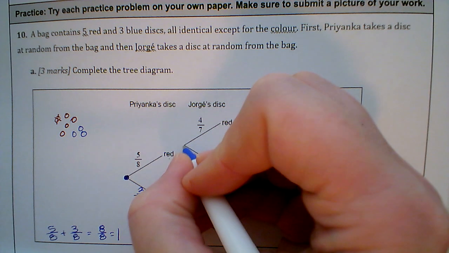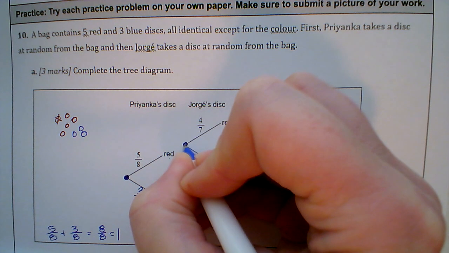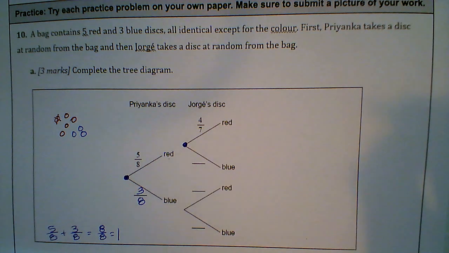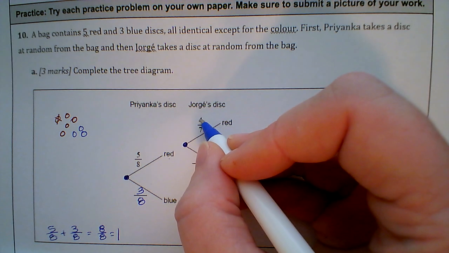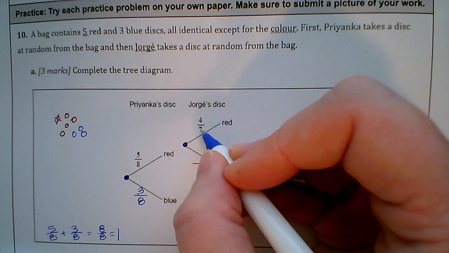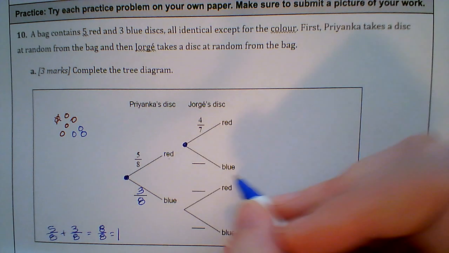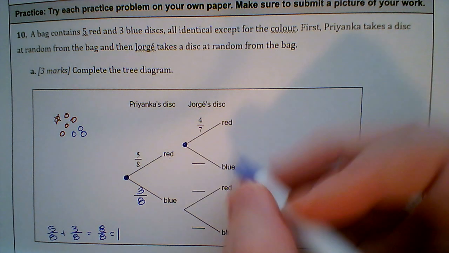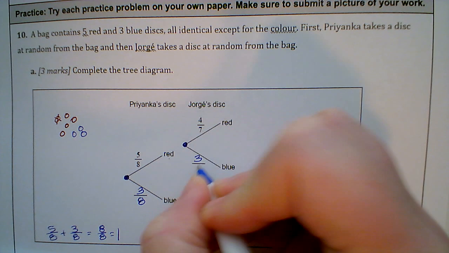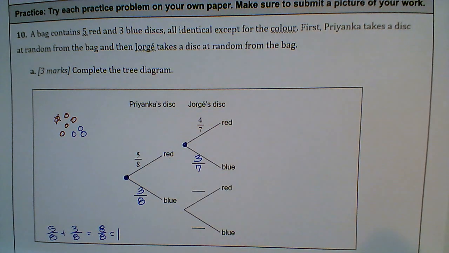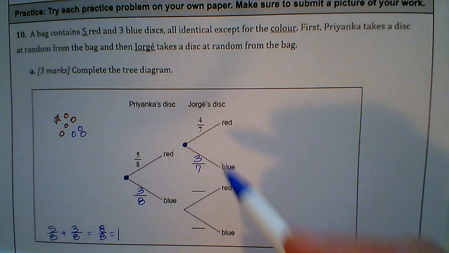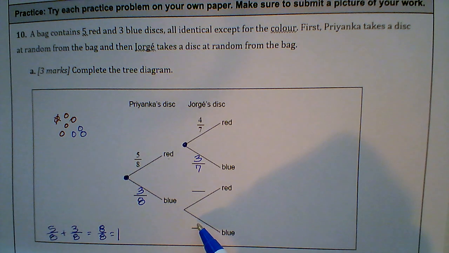Now, again, these two branches start from the same vertex. And what did we say about the vertex? For the branches that start at the same vertex, these probabilities have to add up to 1. So if there's 4 red discs out of 7 total discs, how many blue discs are there? Well, 4 of them are red. That means 3 of the 7 are going to be blue.